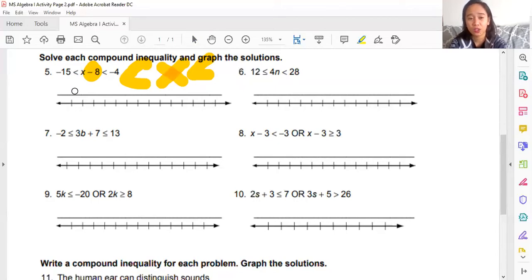It's up to you. It could be a number before the number that you're going to write at the left, or it's up to you. Just make sure that you have the numbers, okay? And you show the graph. Same with the other ones.